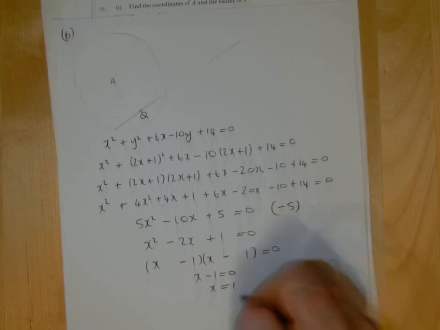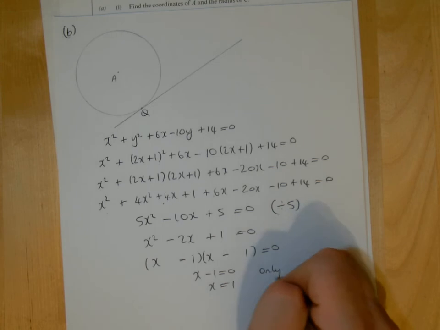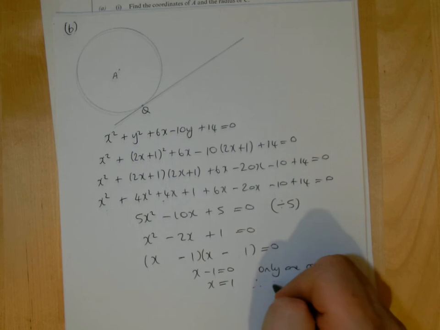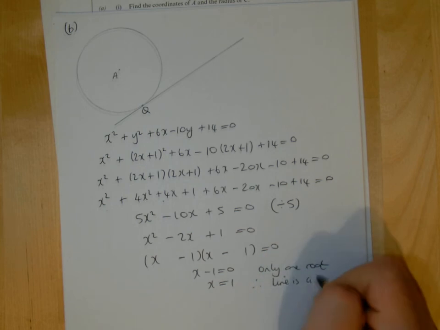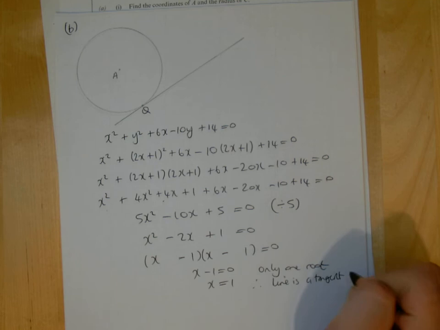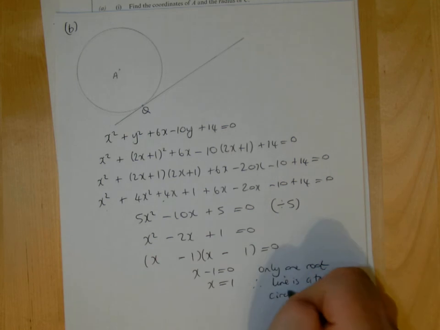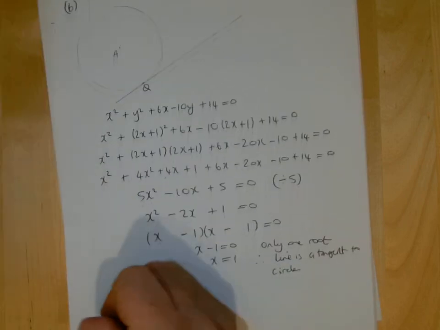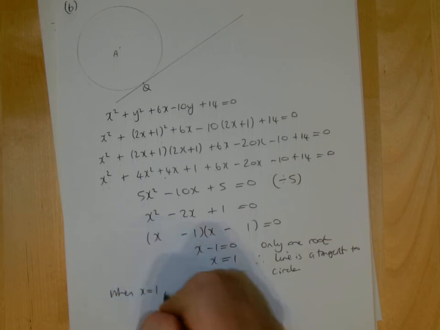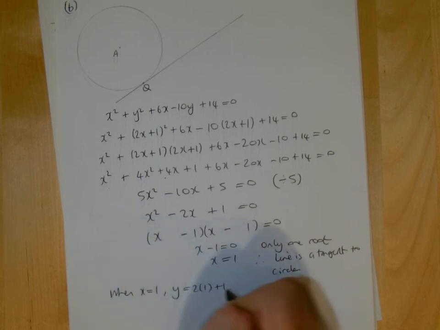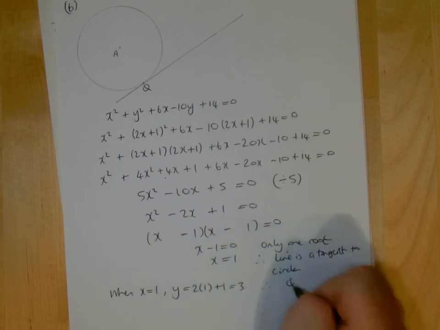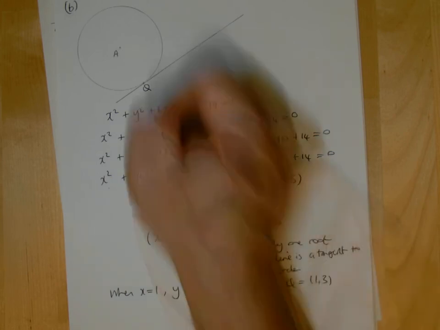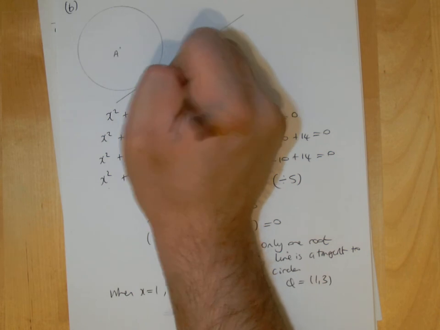They asked for the coordinate, but before we go to the coordinate, we could say, look, only one root. Therefore, the line is a tangent to the circle. So x is 1. To work out y, we'll just put it into the equation for the line L, which is 2x plus 1. So when x equals 1, y is 2 times 1 plus 1, which is 3. So therefore Q is equal to 1, 3.